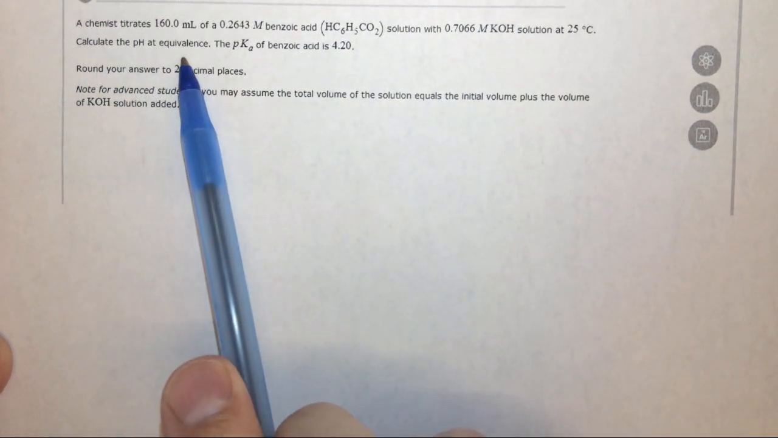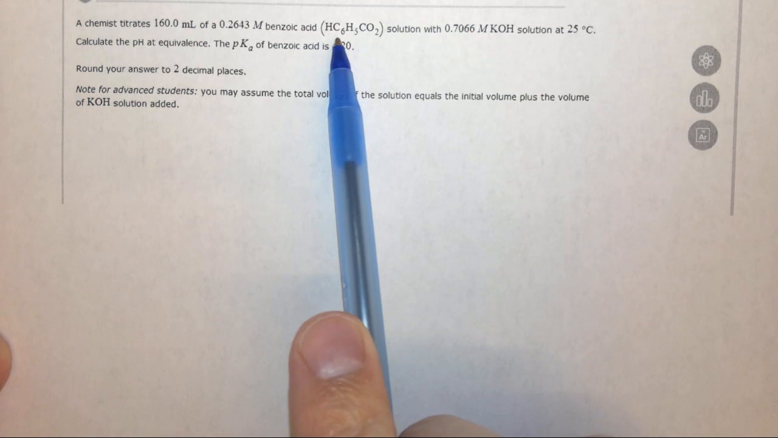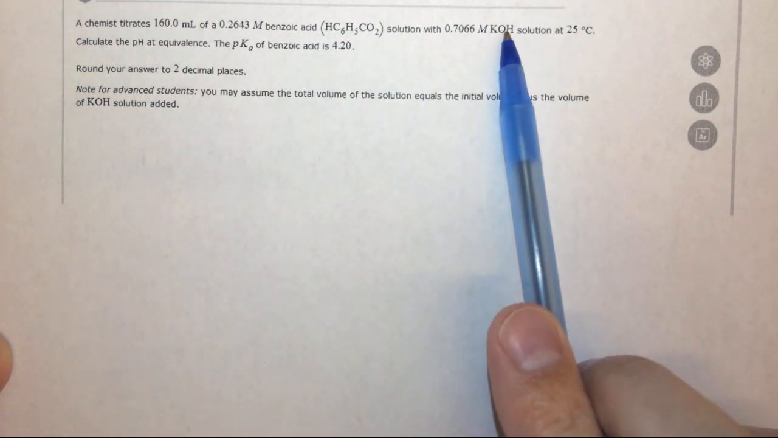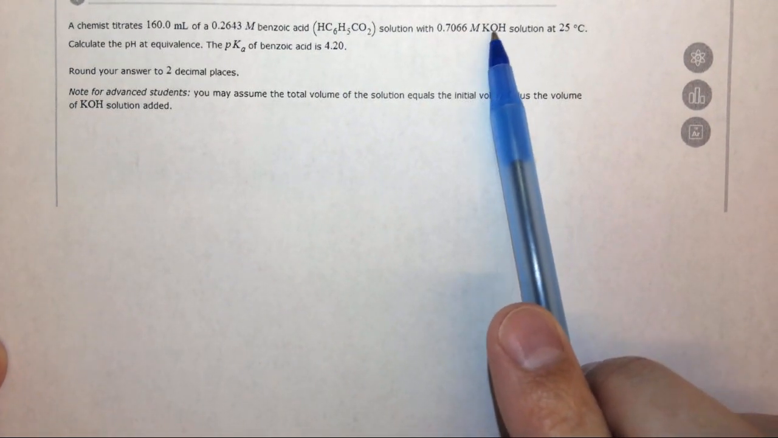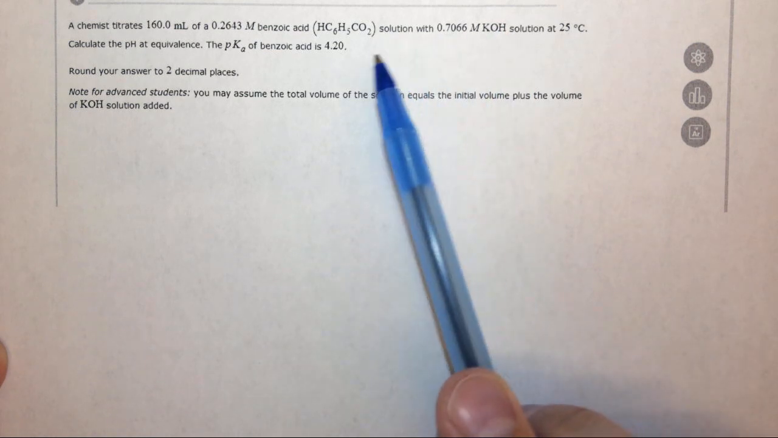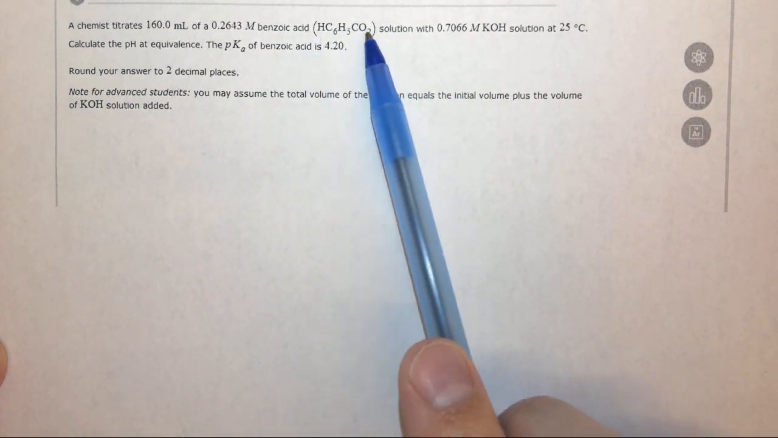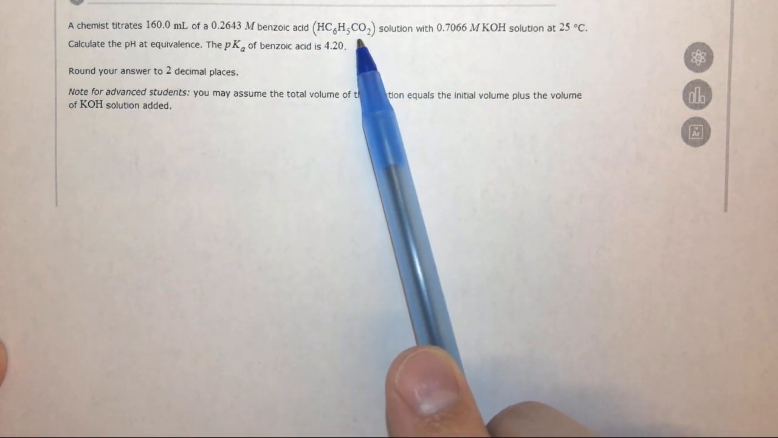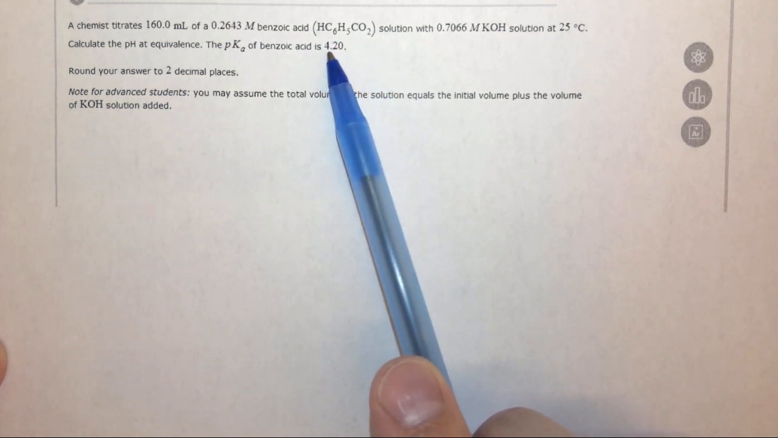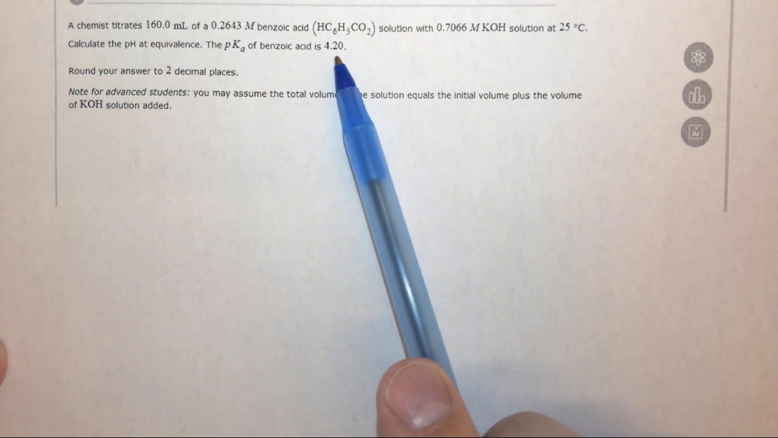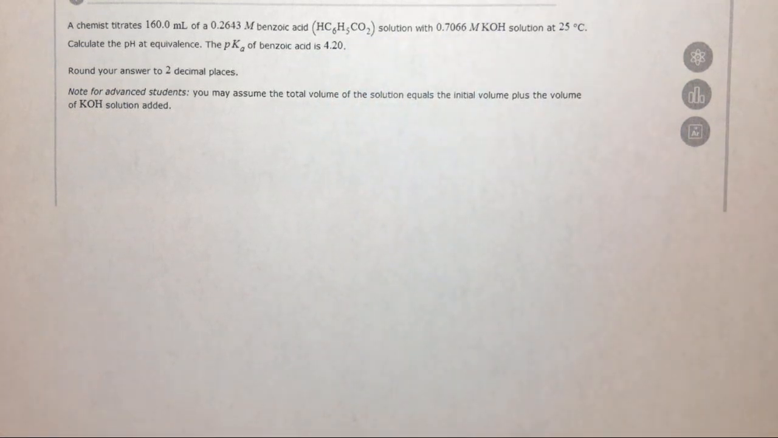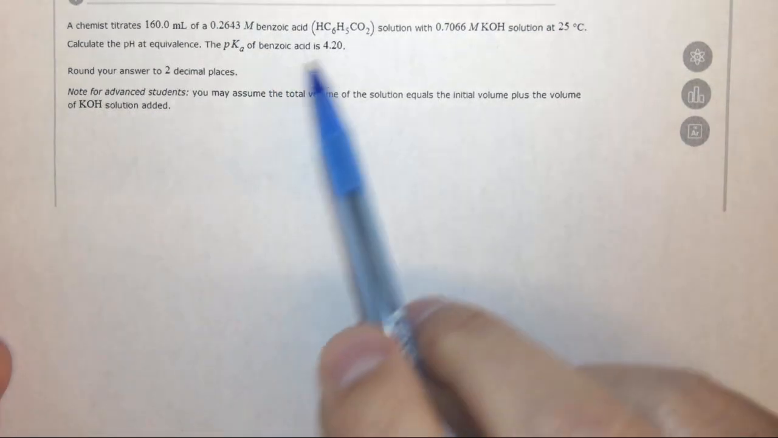So equivalence is when the moles of benzoic acid and the moles of KOH are equal. And at that point, what we're basically going to have is a potassium benzoate solution with a certain molarity, and then based on the pKa, or the Ka, we can determine the pH of the solution. So this is a multi-step thing. The first thing that we want to consider is the reaction of benzoic acid with KOH.